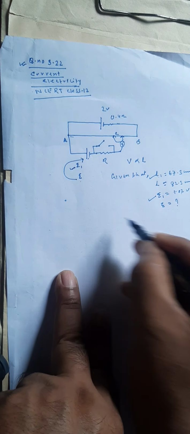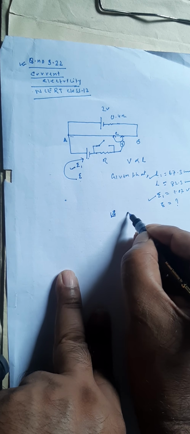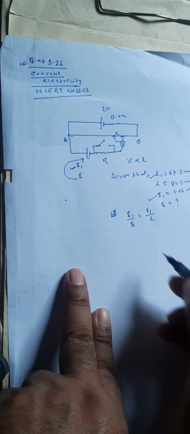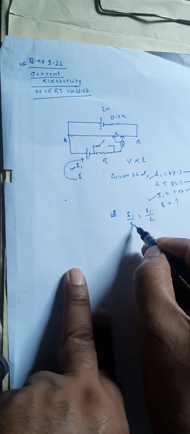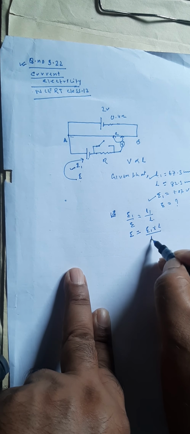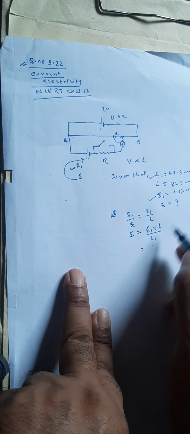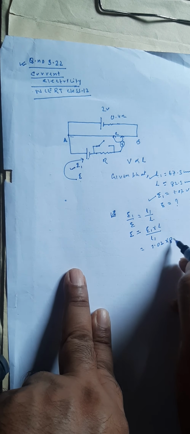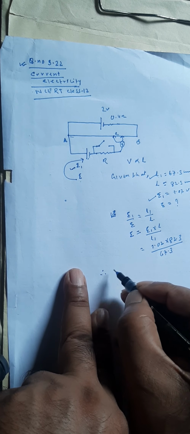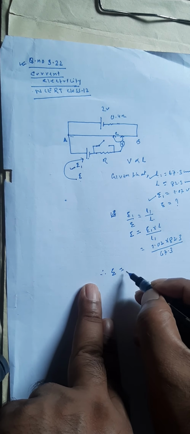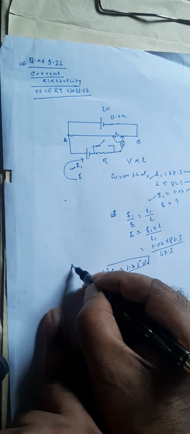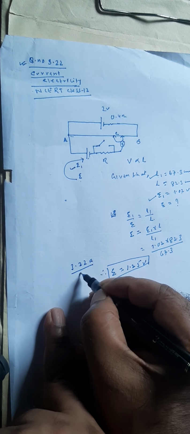So using E1 by E equal to L1 by L, hence E equal to E1 into L by L1, equal to 1.02 into 82.3 by 67.3, and therefore E, the whole value can be calculated and obtained as 1.25 volt. So this is the solution of 3.22A.